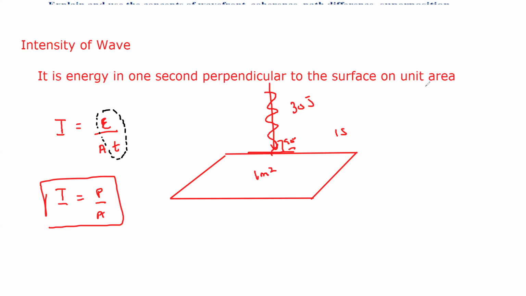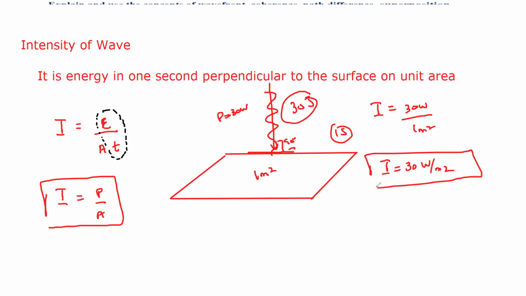So if I say, what is the intensity of this wave? Intensity will be equal to power in unit area. So 30 joules in 1 second. So what is the power here? It's 30 watts. And what is the area here? It's 1 meter square. So what is the intensity? Intensity is 30 watts per meter square. So the intensity of the wave, in this case, is 30 watts per meter square.